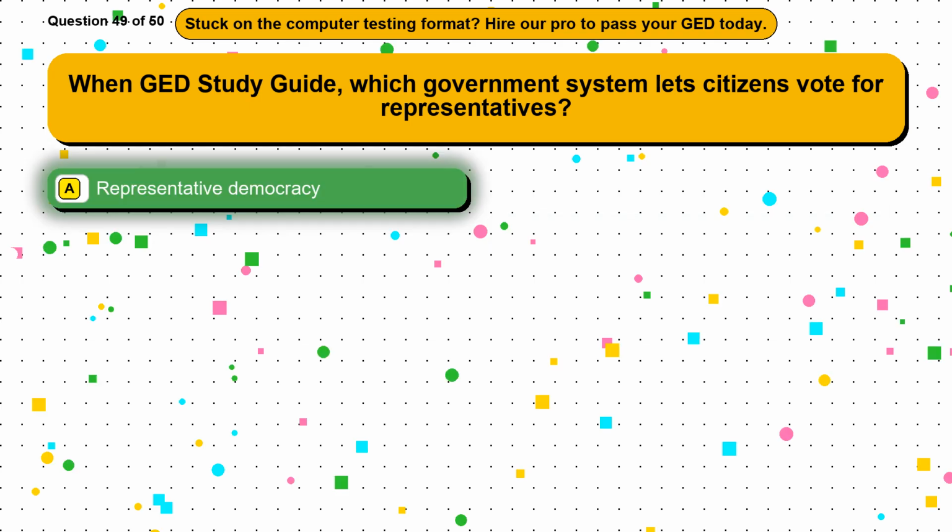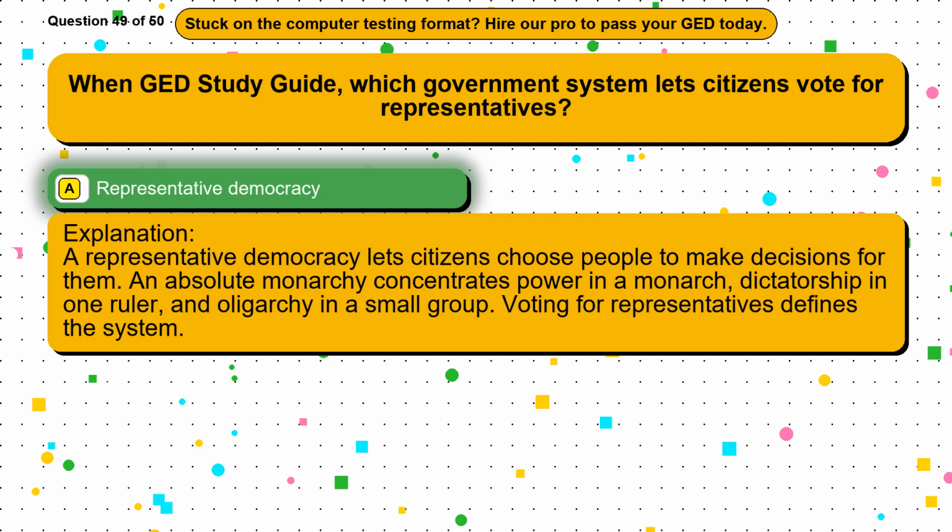The correct answer is option A. Representative democracy. A representative democracy lets citizens choose people to make decisions for them. An absolute monarchy concentrates power in a monarch, dictatorship in one ruler, and oligarchy in a small group. Voting for representatives defines the system.